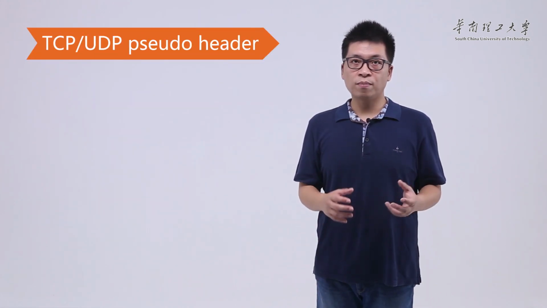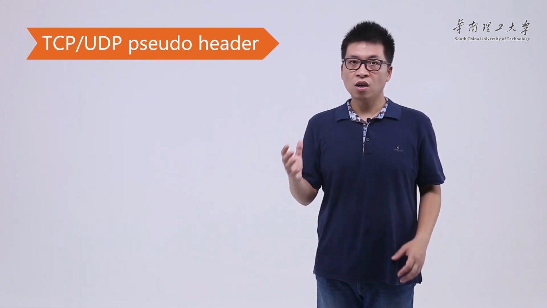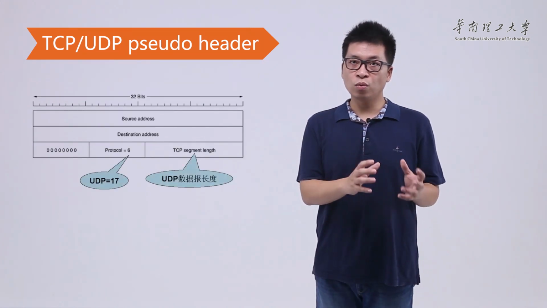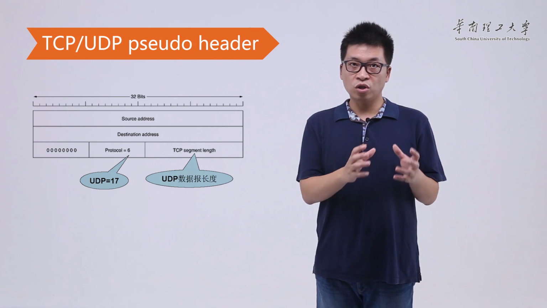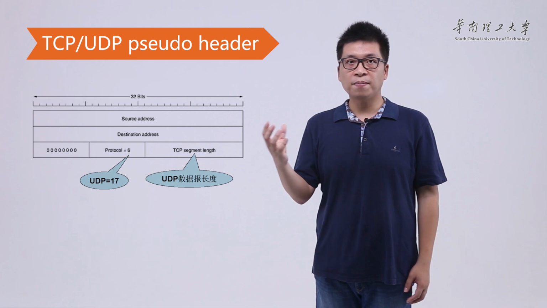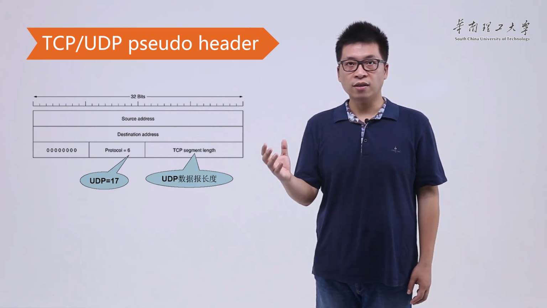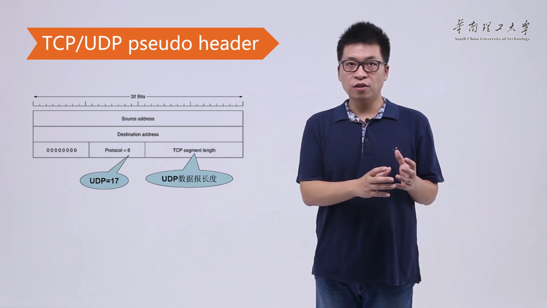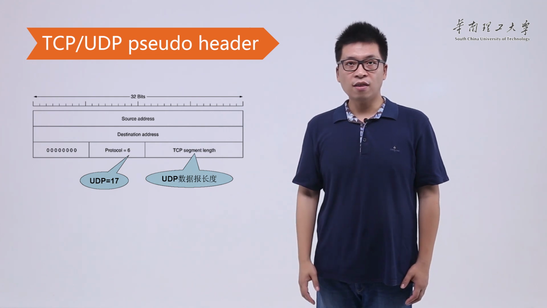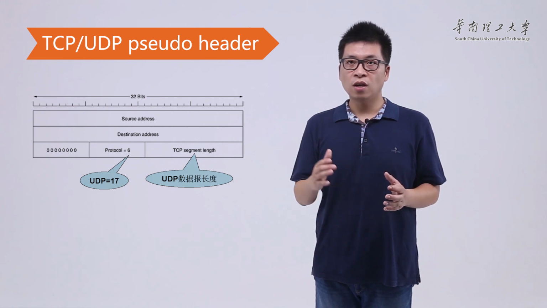Both transport layer protocols, UDP and TCP, involve something called a pseudo header. The pseudo header is 12 bytes. It includes the source address and the destination address, which take 8 bytes. A protocol field in the pseudo header specifies whether it is followed by a UDP or TCP header. Another field specifies the segment length of UDP or TCP.